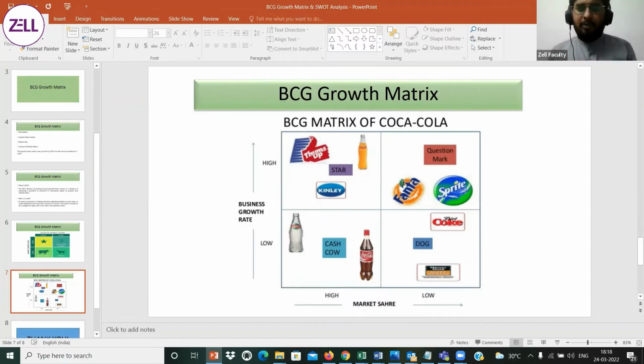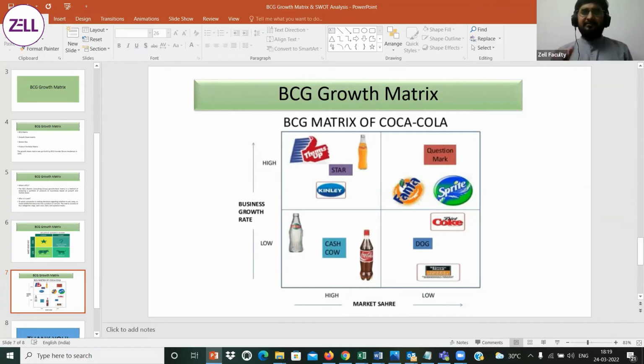Ask your parents, 20 years back, Shah Rukh Khan, Amitabh Bachchan, and Sachin used to come together to promote Coca-Cola in a single ad. But that was a star back then. Now it has become a cash cow. It does not need much marketing. To put it on a shelf, it will give you money. You have so many varieties of products.